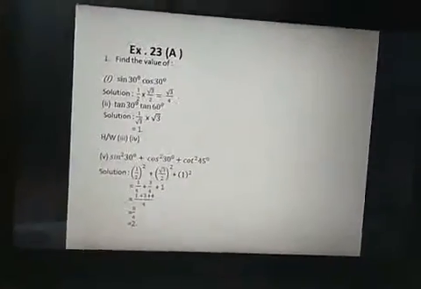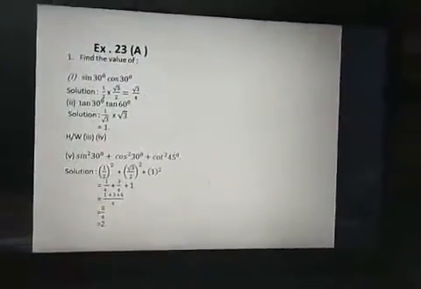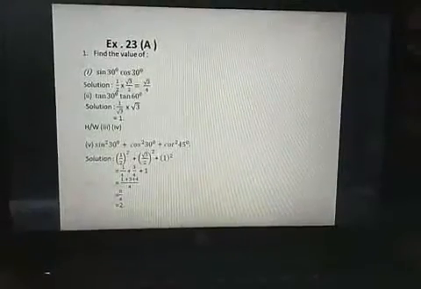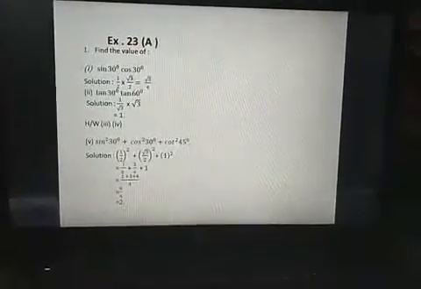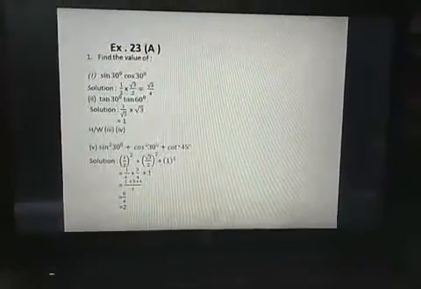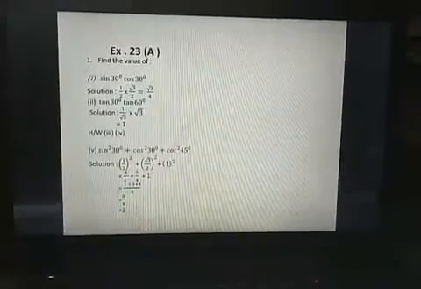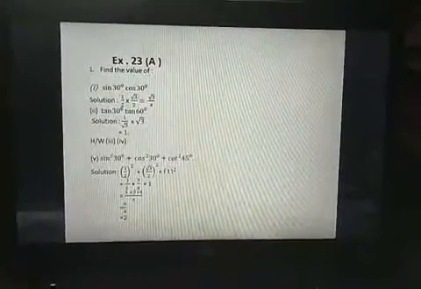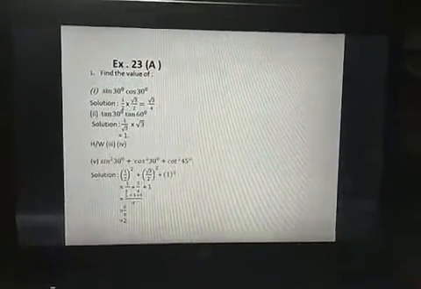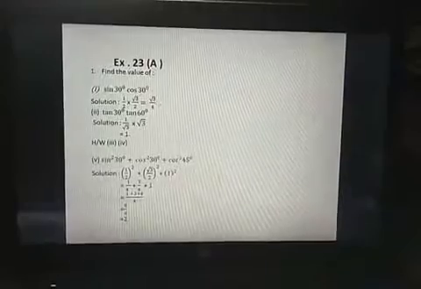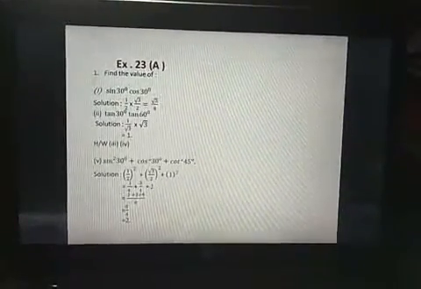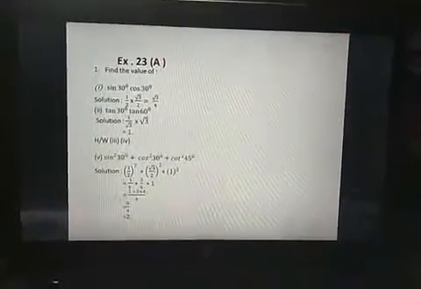So next, we now come to the exercise, that is exercise 23A. In our exercise 23A, the first question is find the value of sine 30 degree into cos 30 degree. Okay, so the value for sine 30 degree from the table is 1 by 2, and the value for cos 30 degree from the table is root 3 by 2. You multiply the numerators. 1 into root 3 is root 3, and 2 into 2 is 4. So all in all we get root 3 by 4.